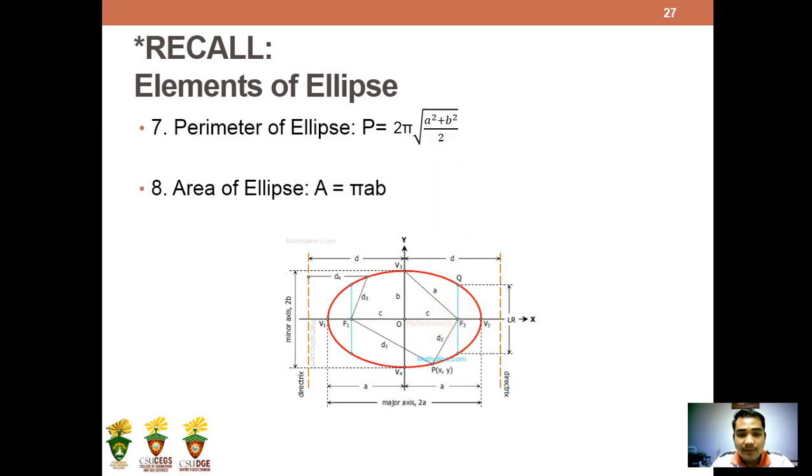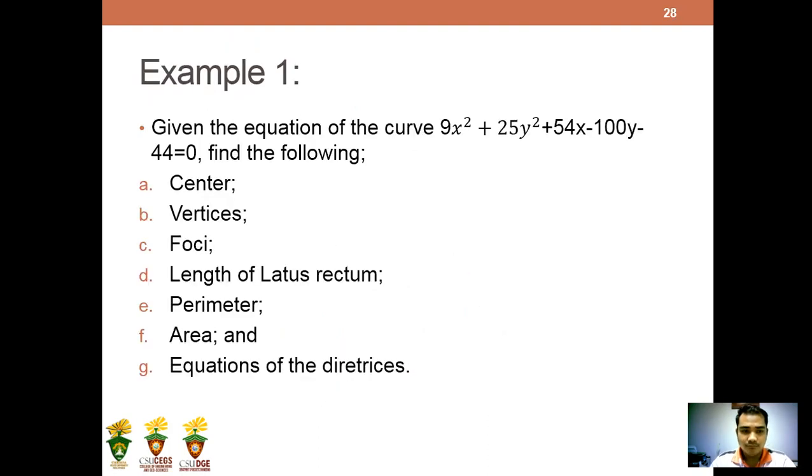And we have also the perimeter of an ellipse. Having the formula, which is equal to 2 pi times the square root of A squared minus B squared over 2. A is the semi-major axis, B is the semi-minor axis. And for the area of an ellipse, simple lang, area is equals to pi AB. Alright, so let's have an example.